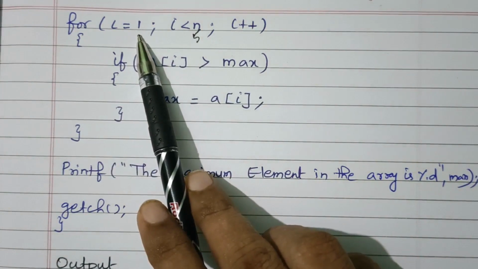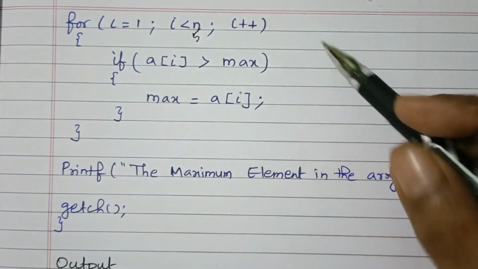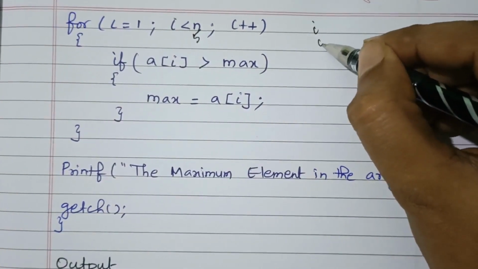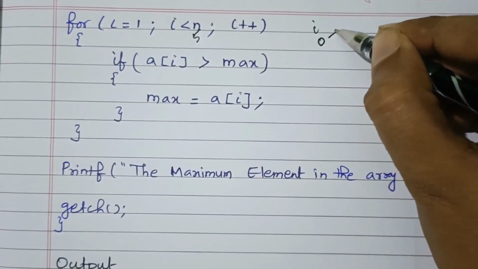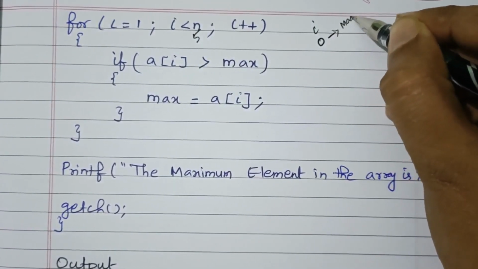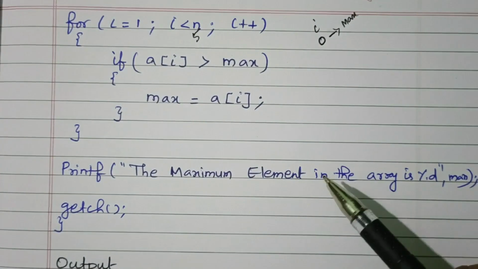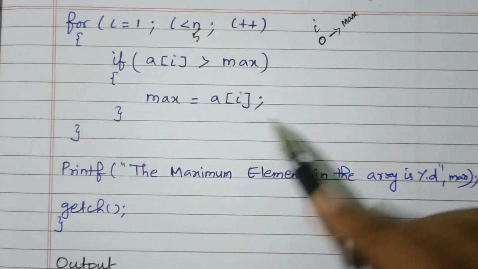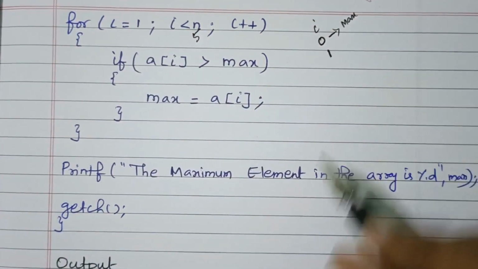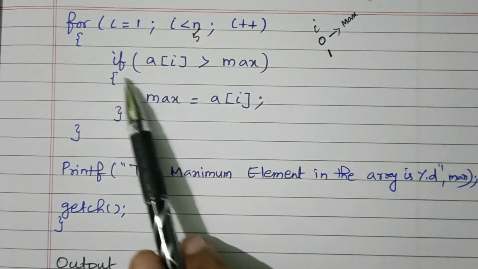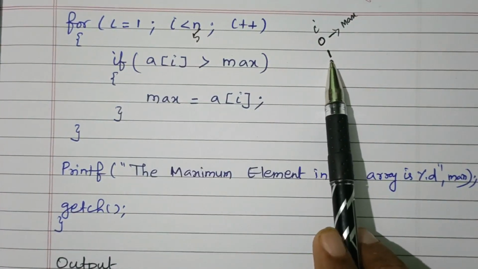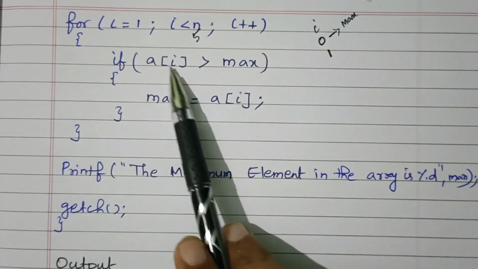So we'll start with the second number, i equal to 1. Normally i starts with 0, but 0 is already assigned as a maximum. So we need to check from the second number onwards, so that i starts from 1. Here, i equal to 1 means the second number. Now a of i is equal to 1.